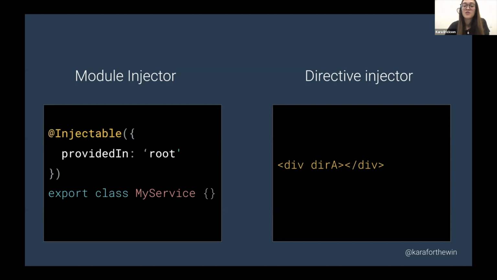Another set of things that are available in DI are component and directive instances. These are things, once again, that you don't have to explicitly provide. If you add a directive or component to a template, then they're just available through DI.